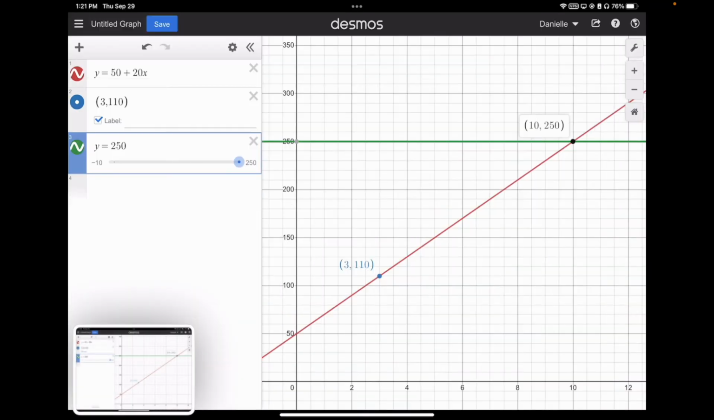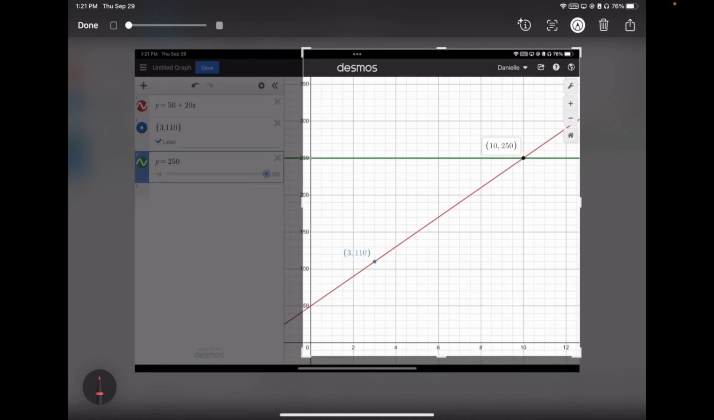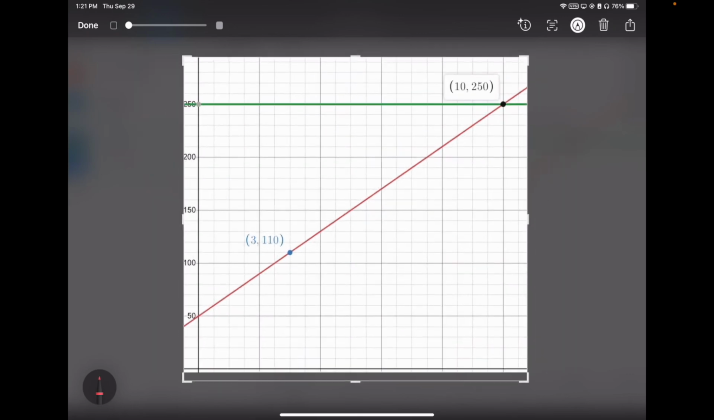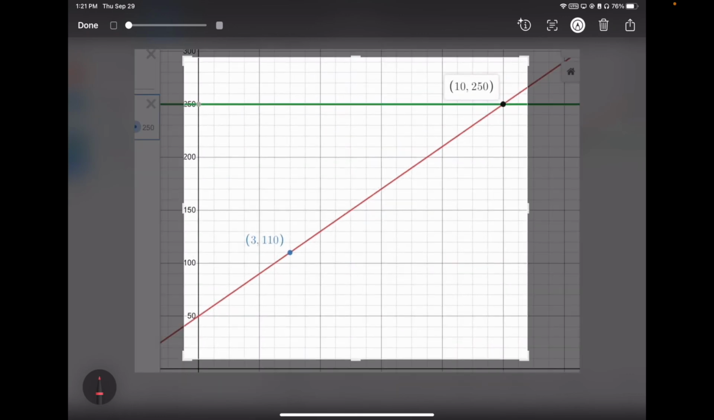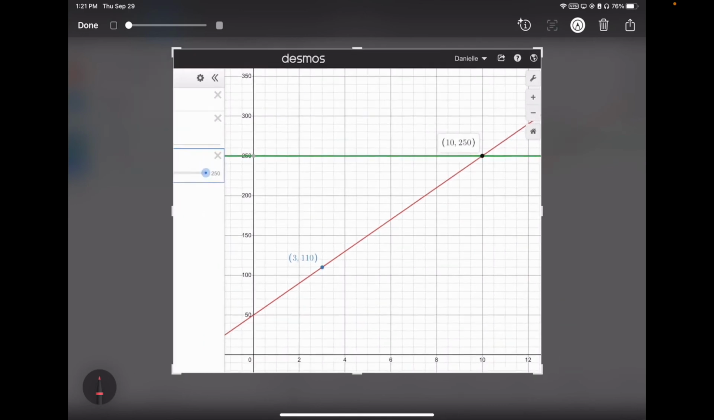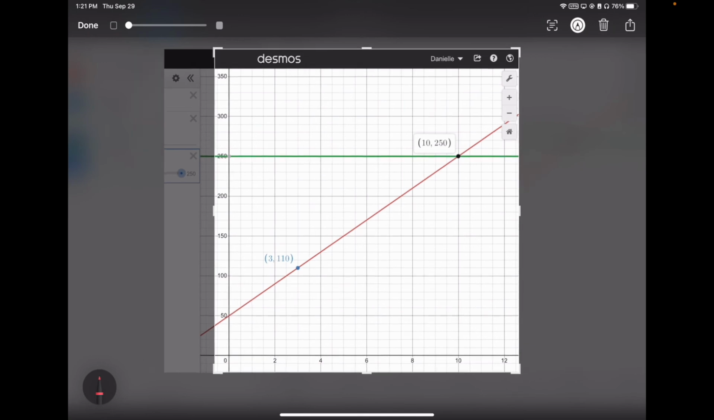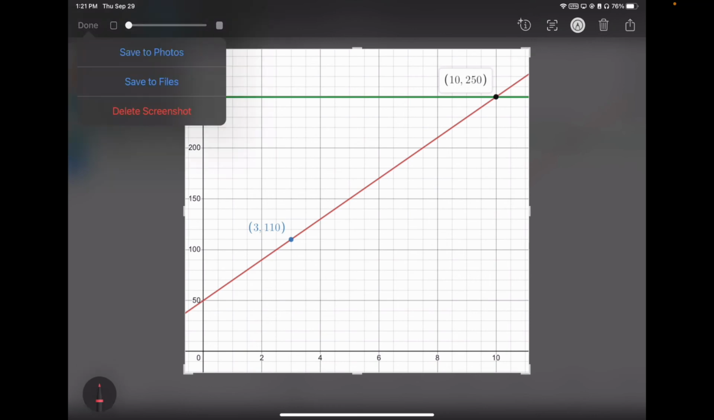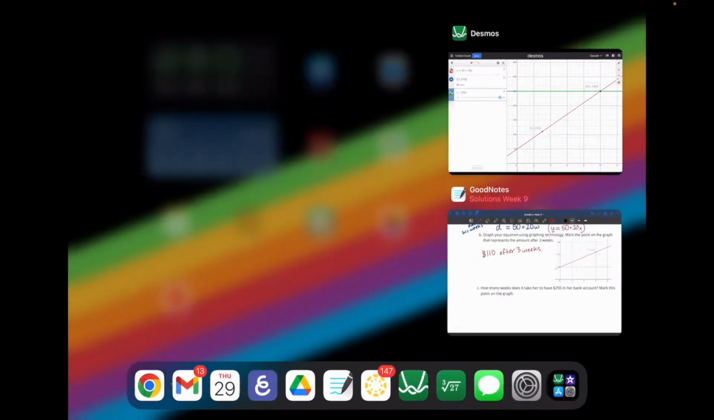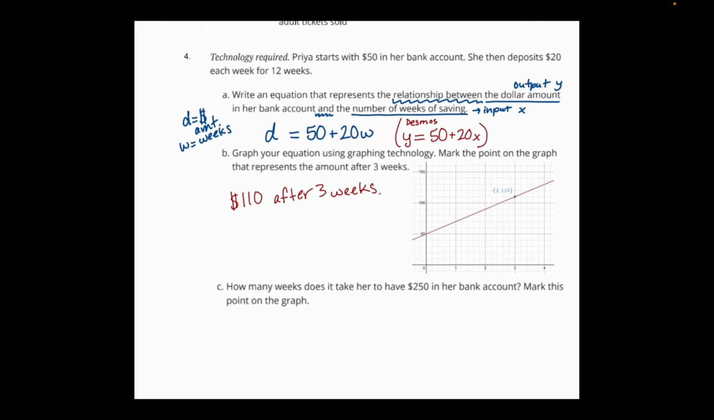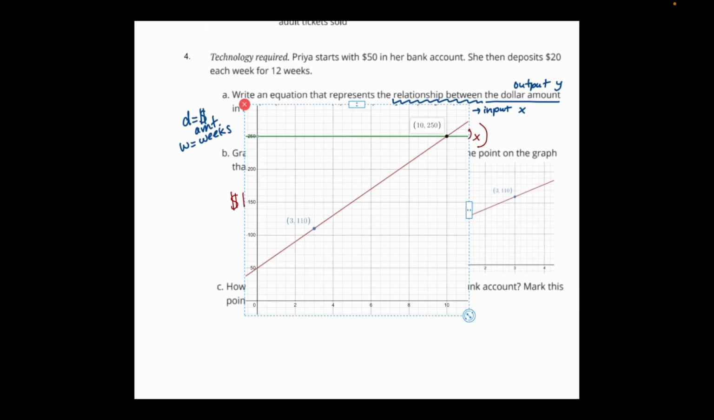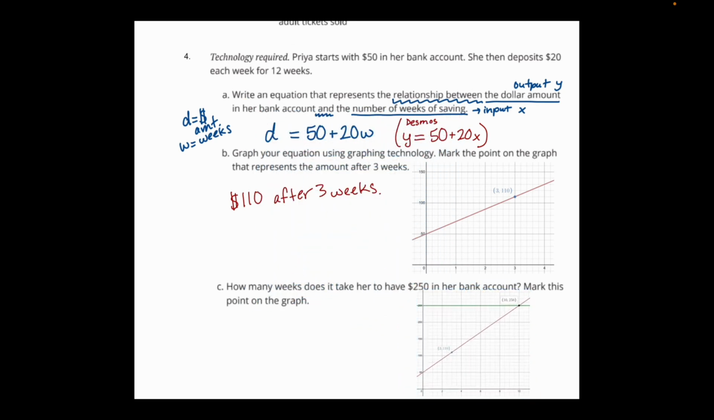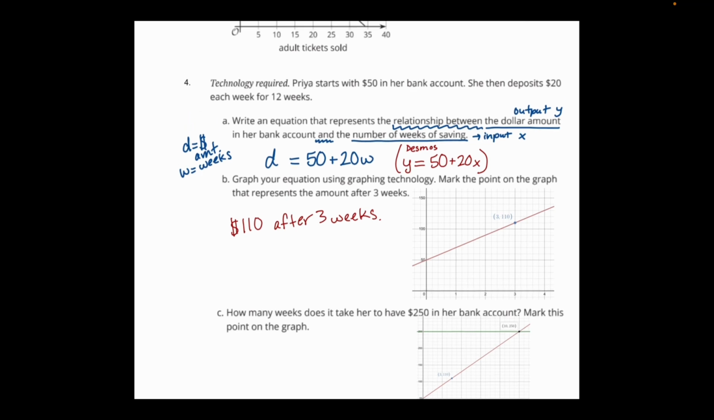It says mark this point on your graph. I'm just going to take a screen capture of that, crop it down to the relevant pieces, and zoom out a little bit here. This looks good for my relevant stuff. Okay, that's what I'm saving here, and I will put this picture. It says to mark it on the graph, so I'm showing you that I'm marking it on my graph by including my photo here. That is at 10, so it is 10 weeks.